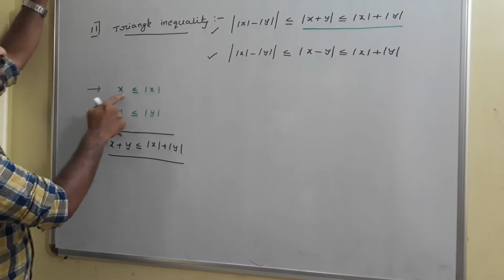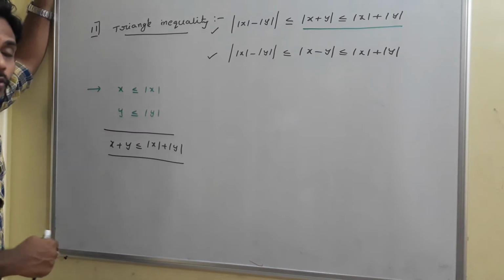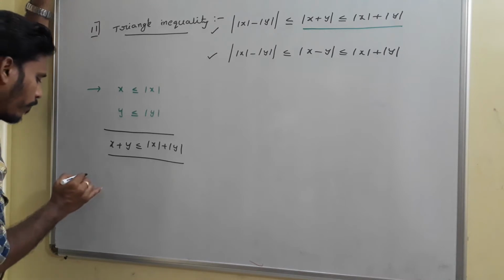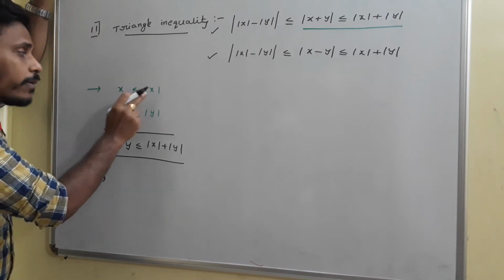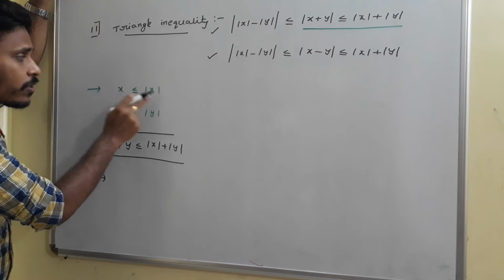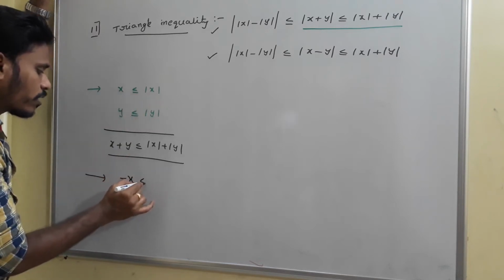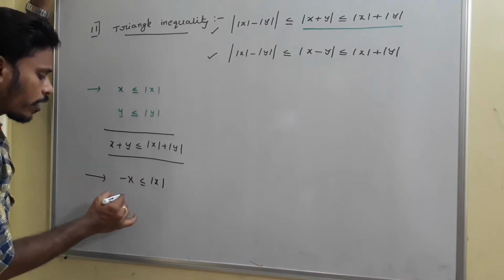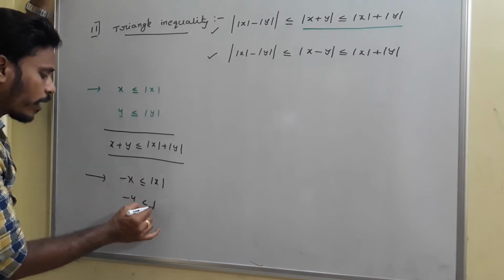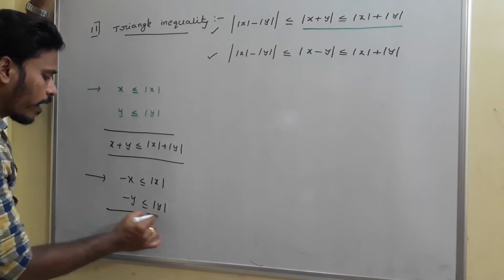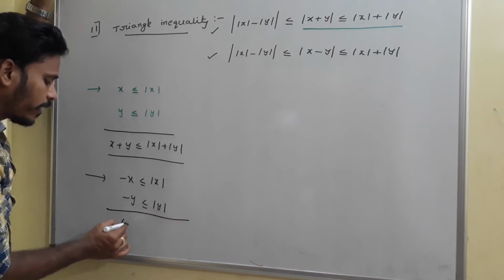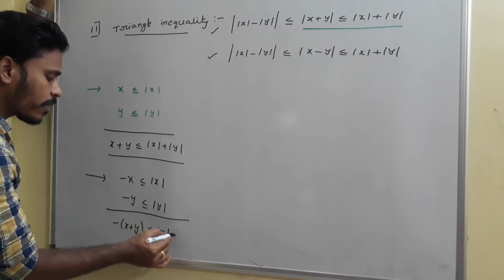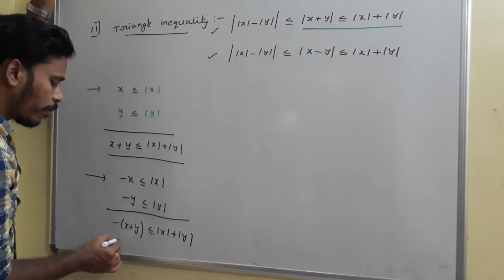Always x is less than or equal to mod x and y is less than or equal to mod y. We know these two, and then if you add, this is x plus y less than or equal to mod x plus mod y. And similar to that, along with x, minus x is also less than or equal to mod x. You can check with different examples. Already I mentioned this in the previous points. Minus x is also less than or equal to mod x. Minus y is also less than or equal to mod y. And if you add these two, you will get that minus x minus y, which means minus of (x plus y), is less than or equal to mod x plus mod y.